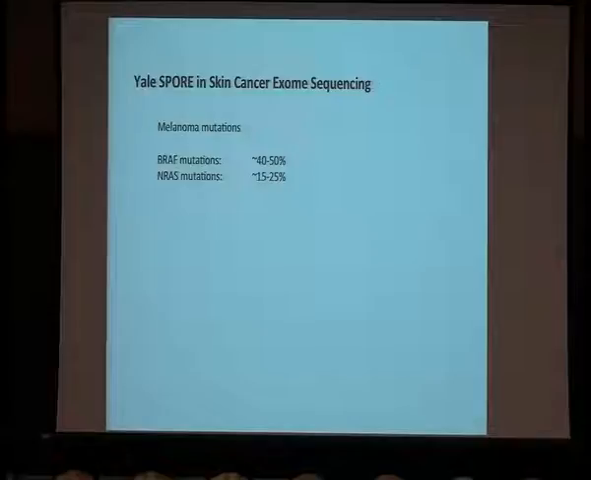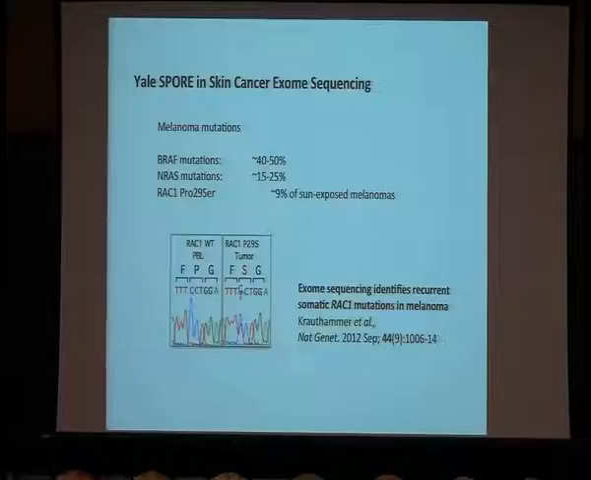One of the goals here was to see if there were any other mutations associated with melanoma. It's well known that BRAF and NRAS are associated with 40 to 50% of melanomas and maybe 15 to 25% of melanomas. The Yale Spore discovered that RAC1 is actually mutated in about 9% of sun-exposed melanomas. It's a mutation that occurs at codon 29, a proline to serine mutation. This was published in Nature Genetics last month.